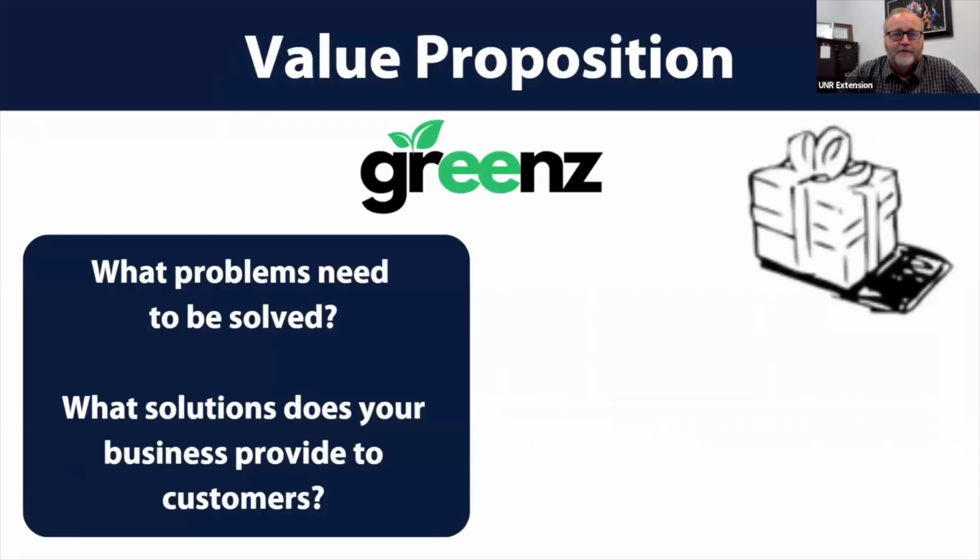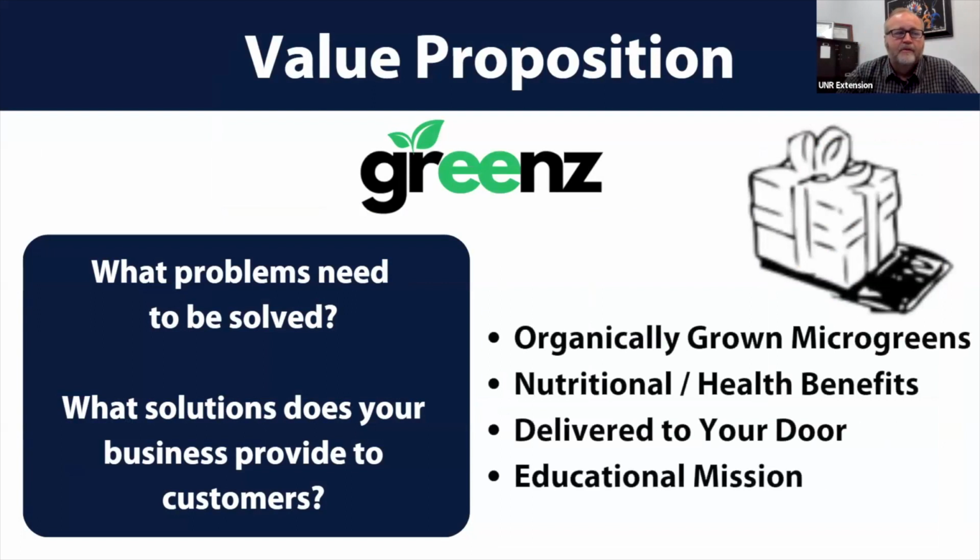Our next one, like I said, we're going to go to is the value proposition. What problems need to be solved? What solutions does your business provide to customers? So here's what we have. We have organically grown microgreens, okay? They're nutritional, so there's really a lot of health benefits to them. We deliver to your door, and then we also have this educational mission. So that's what we provide to customers, okay?